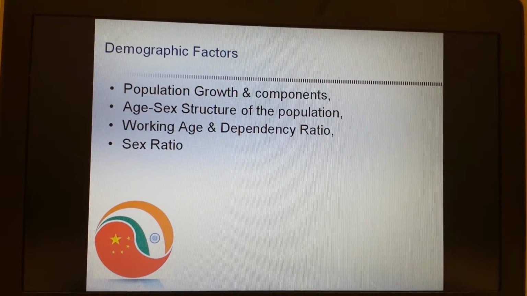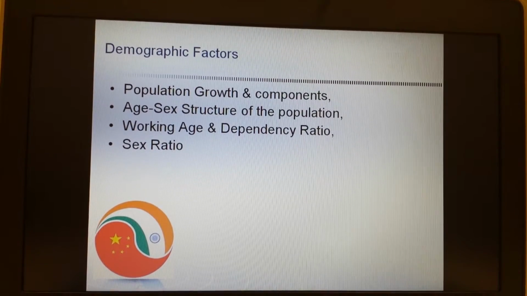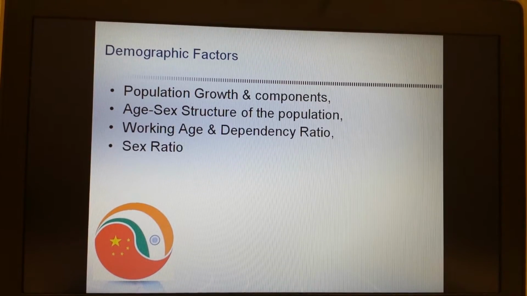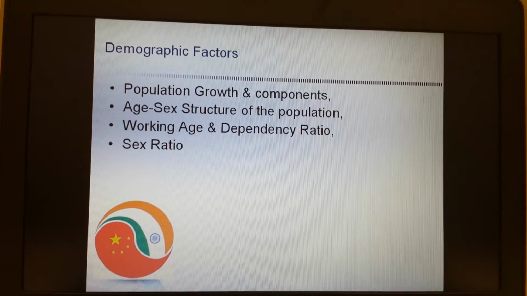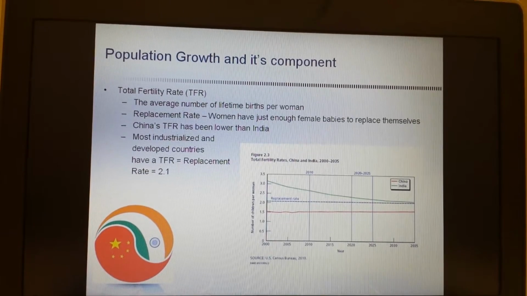There are numerous demographic factors, but the four that I would be touching on today are: one, population growth; two, age-sex structure of the population; three, working age and dependency ratio; and four, the sex ratio. So moving forward, population growth and its components.